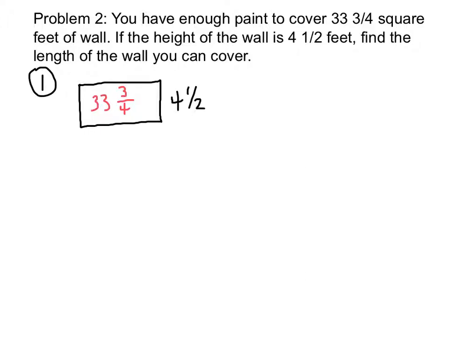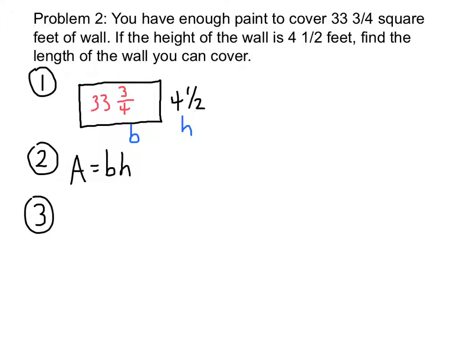Let's go ahead and use a formula here. Step 2, we can use base times height for rectangles as well. Area equals base times height. Notice that we know what our height is, but we don't know what our b is. Step 3, substitute. We have 33 3/4, that's our area, equals b times 4.5.